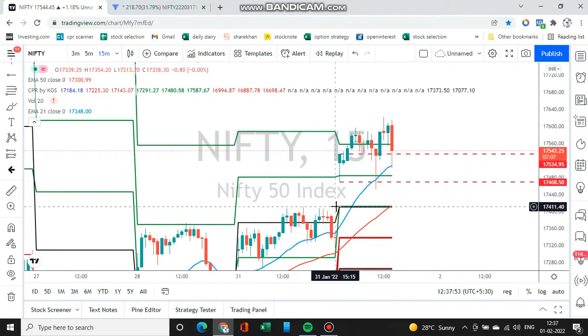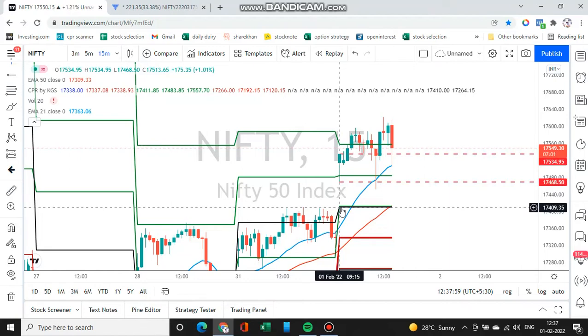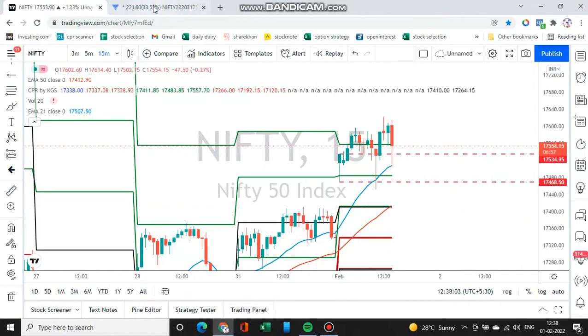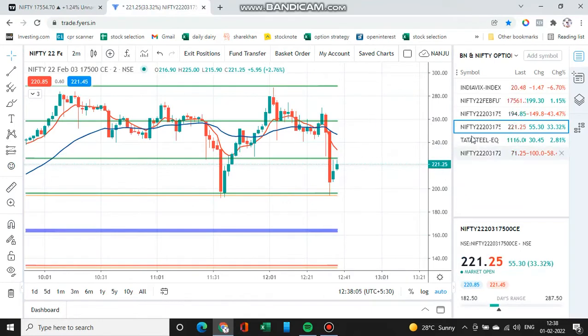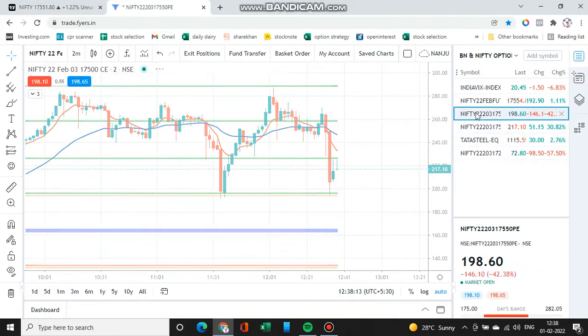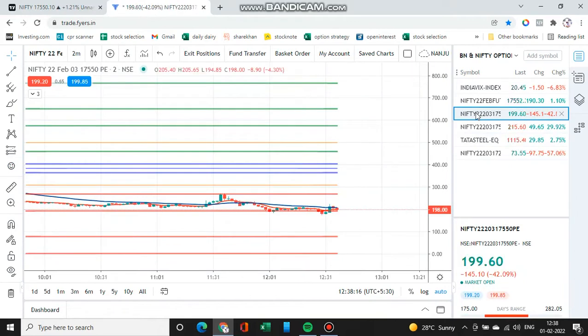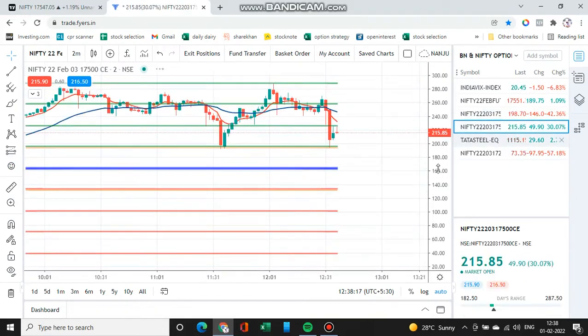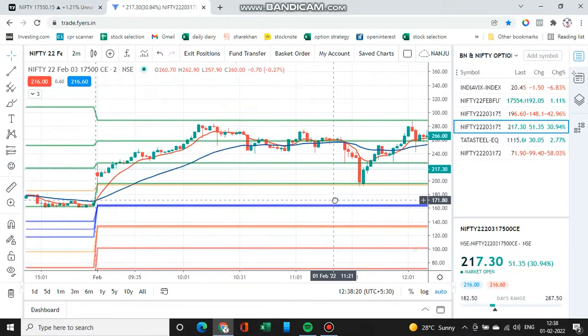As per the opening, today's Nifty opening was at 17,535. Market opened at 17,535. So I will be taking two options. One is 17,500 for the call option and 17,550 for the put option. Both are in the money options. I only trade with in the money options.